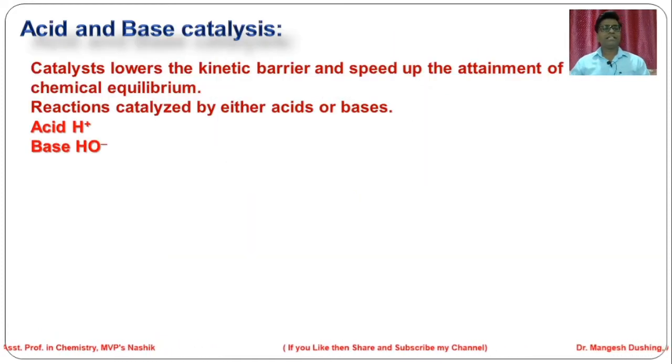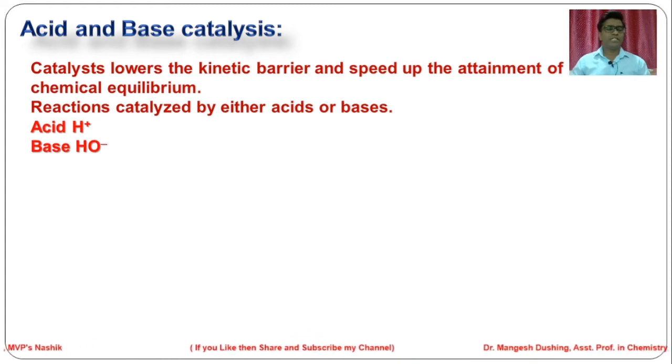Friends, the catalyst lowers the kinetic barrier and speeds up the attainment of chemical equilibrium. So catalysts are the substances which enhance the rate of reaction. There are many compounds which catalyze the reactions. The reactions which are catalyzed by acids and bases are called acid and base catalyzed reactions, and that is called acid and base catalysis.